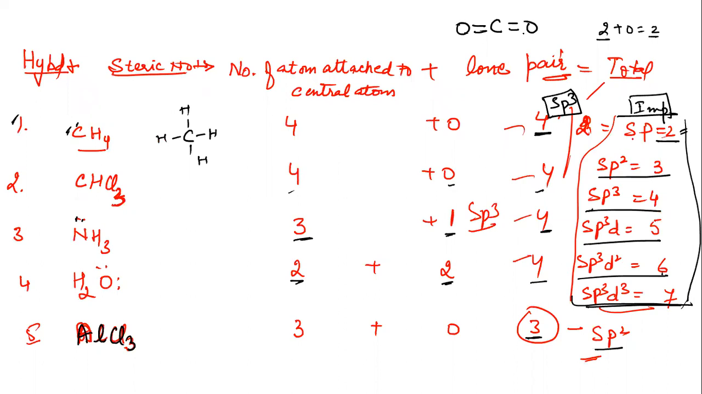First of all, s and p are going to be involved, so one s and two p are there. One s and three p: sp3. Now after 3p, what is coming? D. So sp3d, then d2 and d3. Up to this, hybridization is taking place.